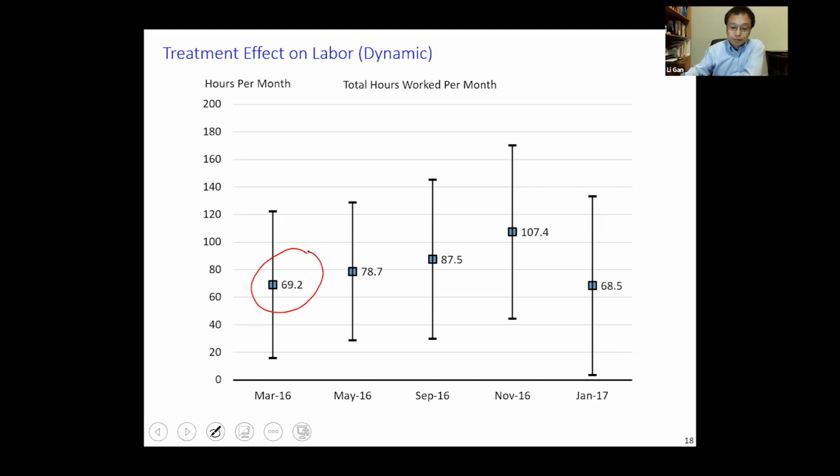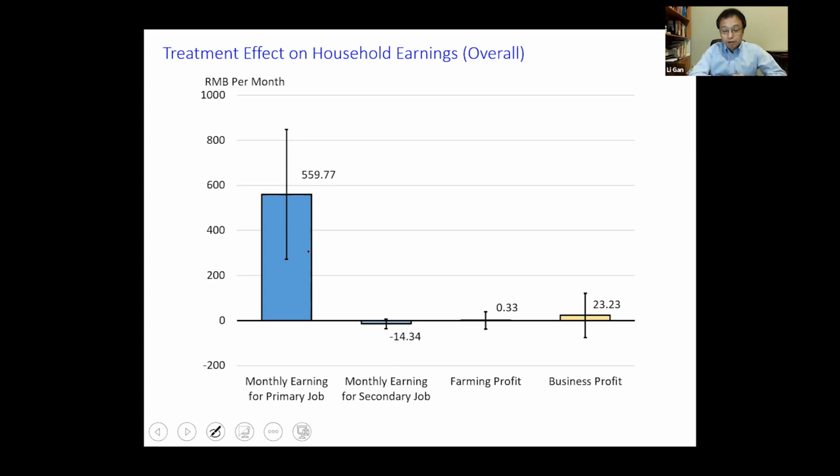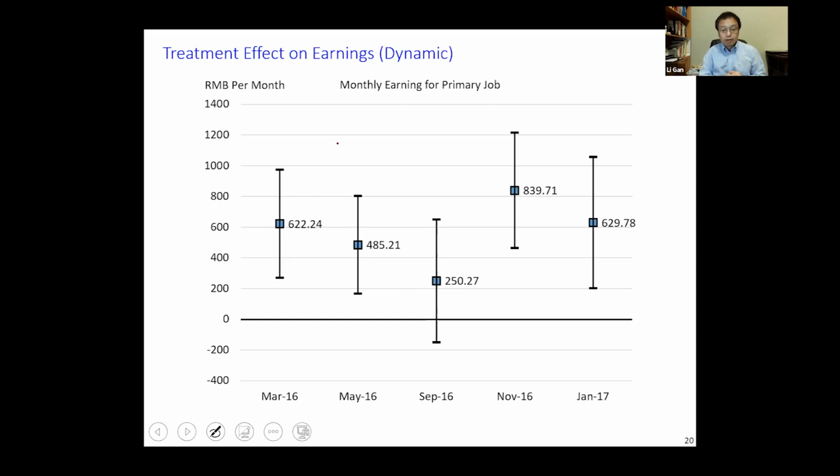All right, earnings. Obviously with more people working and more working hours, they'll make 560 RMB per month more from their primary jobs and nothing else. Not from the secondary job, not from running a business, and not from farming profit, et cetera. So basically just the monthly earning from primary job increased by 560 RMB. And this is monthly earning across a year period. You can see that there are some changes. September 2016 is not significant, the other months are significant.